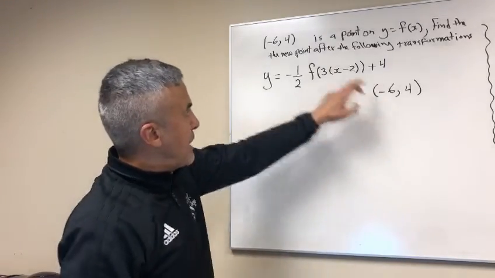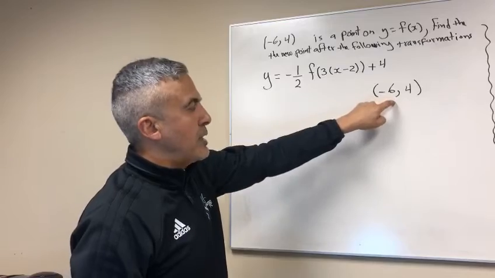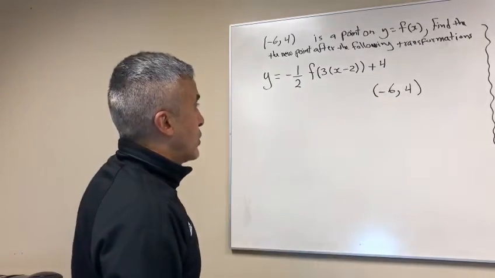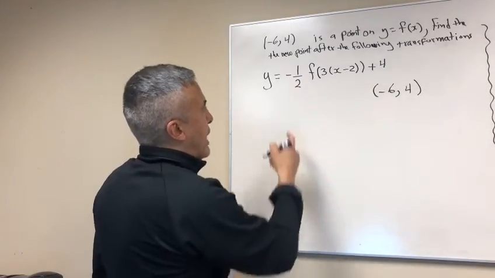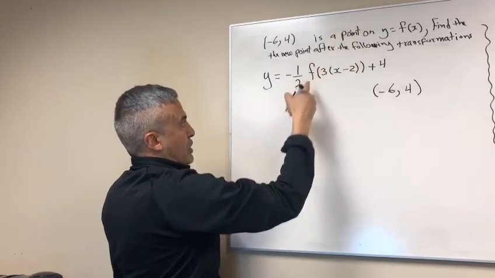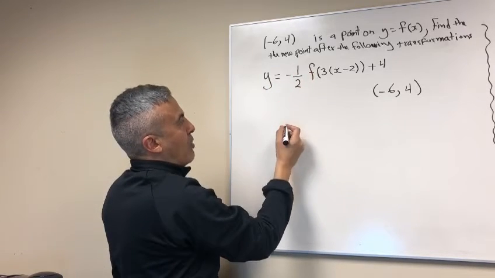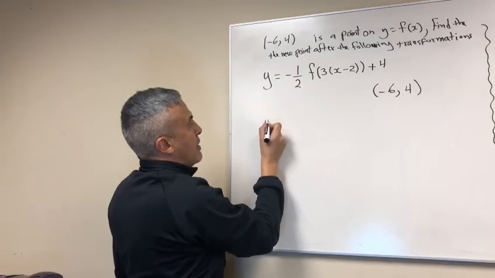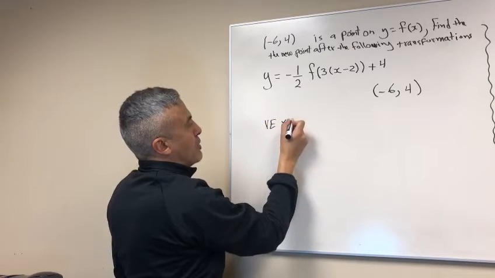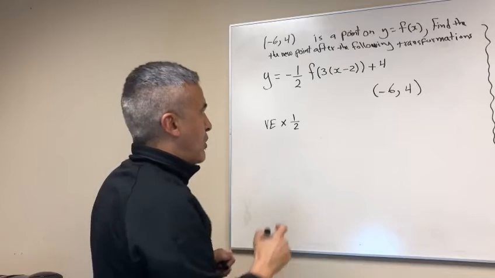So this point is basically on the y equals f of x. After these transformations, where is this point going to go to? So I'm looking at this right here, and I have to list what I have happening to this graph, or to this function in here. Okay, so the first thing I see, the 1/2. The 1/2 in front of the whole function means vertical expansion. So you multiply by 1/2, and vertically you multiply the y value.